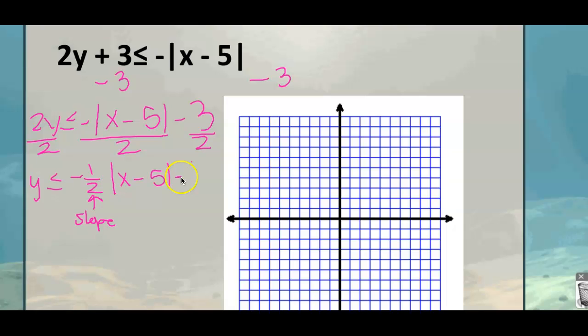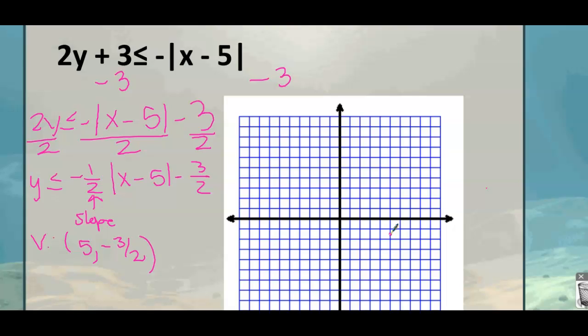My vertex still comes from H and K. So it's the opposite of the inside, same as the outside. So my vertex is at 5, -3/2. So you go to +5, down 1.5, because 3/2 is really like 1.5. And then my slope is -1/2.